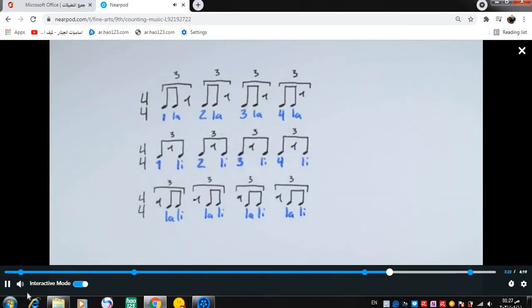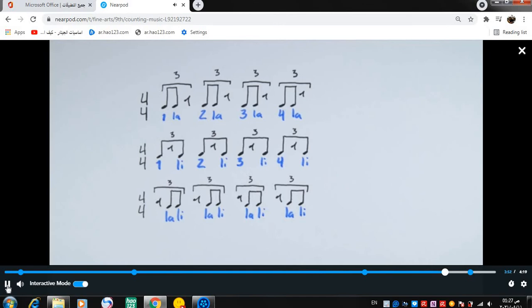The first one is counted like this. 1 la, 2 la, 3 la, 4 la. The second one is counted like this. 1 li, 2 li, 3 li, 4 li. And the third one is counted like this. Lolly, lolly, lolly, lolly. Try mixing up these 3 to come up with your own counting exercises.